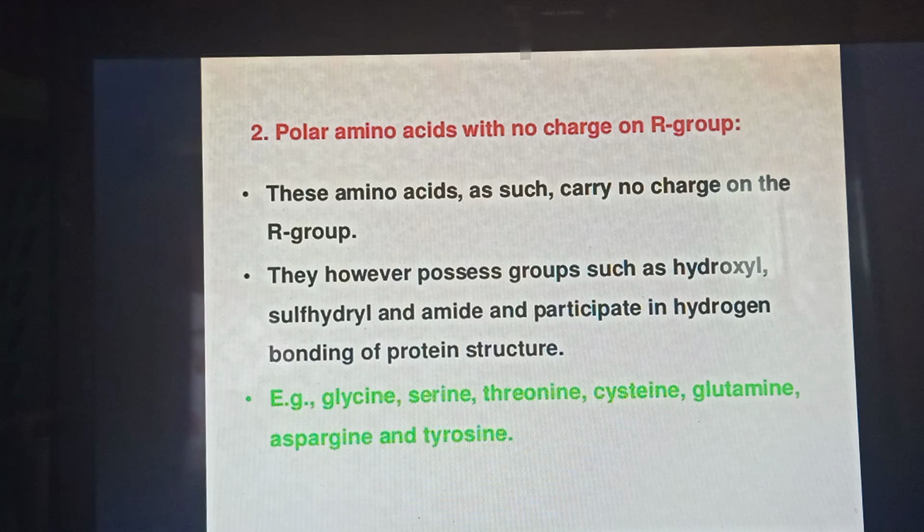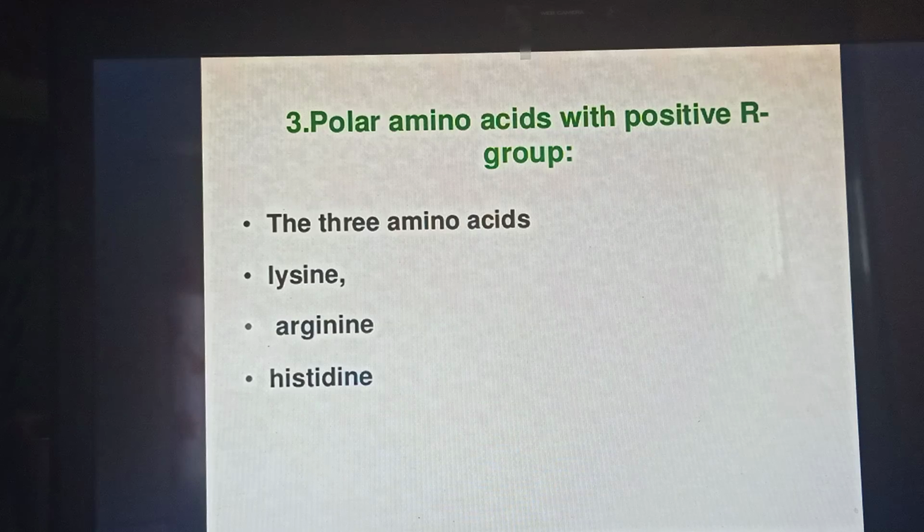When you come to the polar amino acids with no charge on the R group, these amino acids as such carry no charge on the R group. Example, glycine, serine, threonine, cysteine, glutamine, asparagine and tyrosine. Now, polar amino acids with R functional group: there are three, lysine, arginine, histidine.